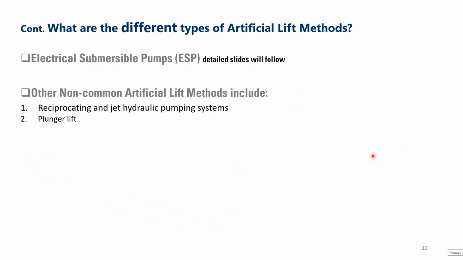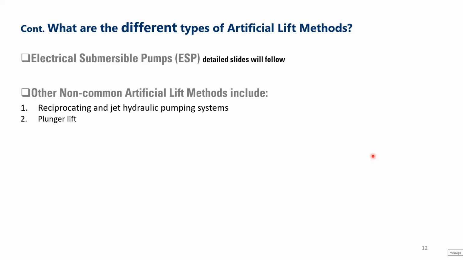The next type of artificial lift method is the electrical submersible pump, which is our main focus of today's slide or today's presentation. And I will not talk about it now because there will be several slides that will follow that will focus on this. And I will just mention other non-common types of artificial lift, just for the record.